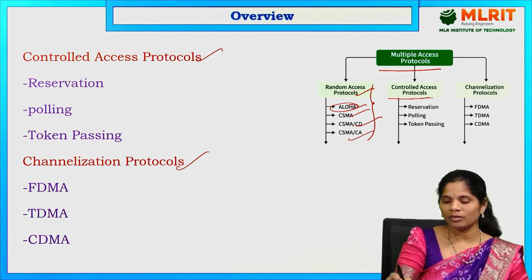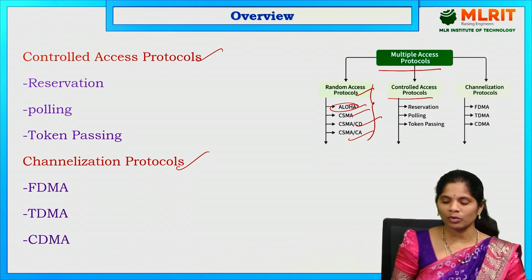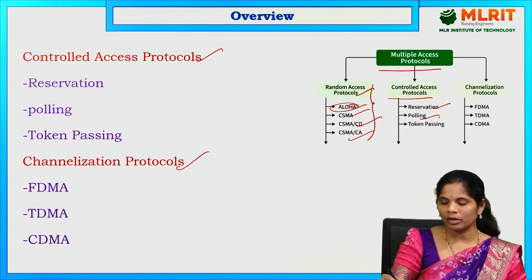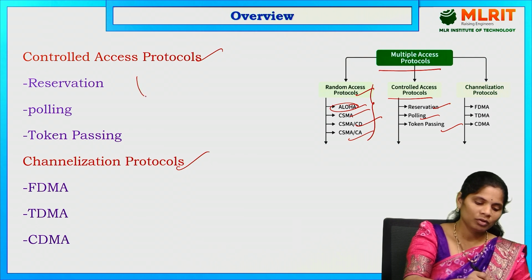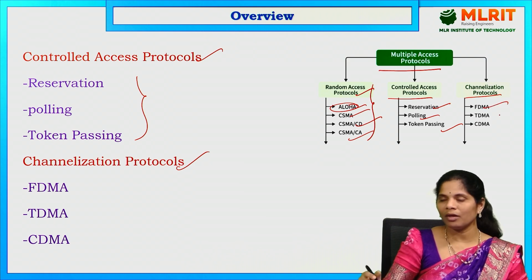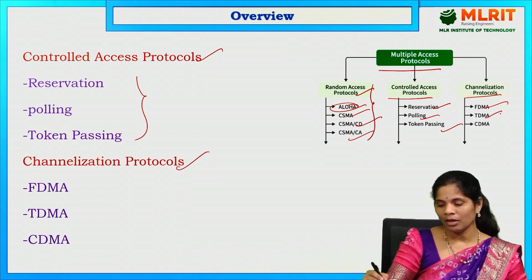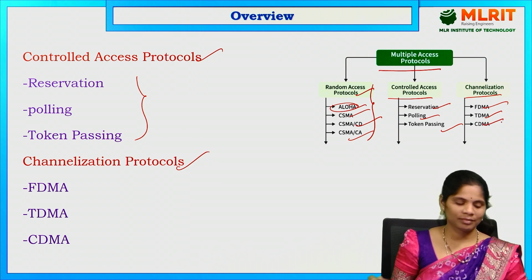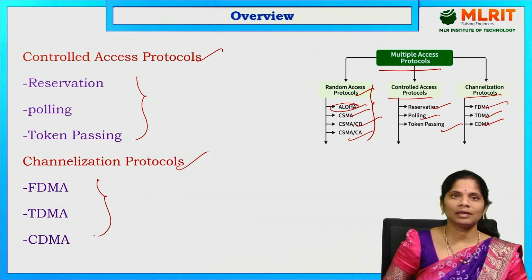Now we are going to discuss the control access protocols. Those are reservation, polling and token passing. These three we are going to discuss in today's session. Next, we are going to discuss the channelization protocols, like FDMA, frequency division multiple access, TDMA, time division multiple access, and CDMA, code division multiple access. These three also we are going to discuss in today's session.